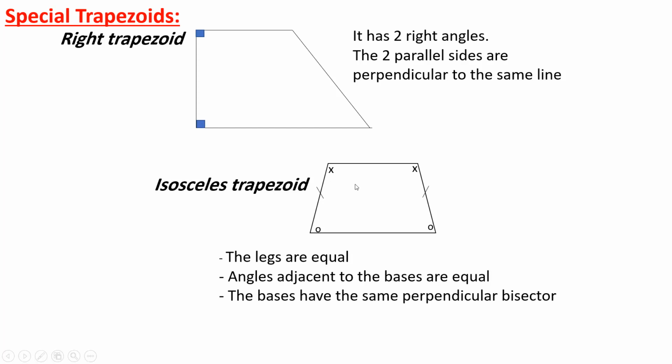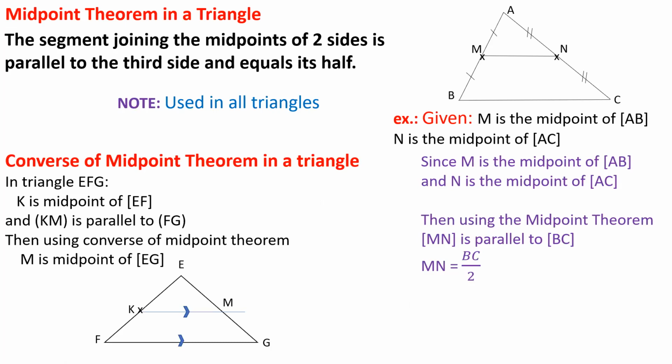The isosceles trapezoid, similar to the isosceles triangle, it has 2 equal sides. But which sides are equal? The non-parallel sides, or the legs, are equal. So the legs are equal. Angles adjacent to the bases are equal. For the small base, we have 2 angles, so these 2 angles are equal. For the big base, we have 2 angles, so these 2 angles are equal. The bases have the same perpendicular bisector. So if I draw the perpendicular bisector of the first base, it will also be the perpendicular bisector of the second base.